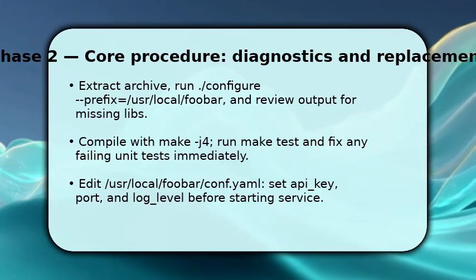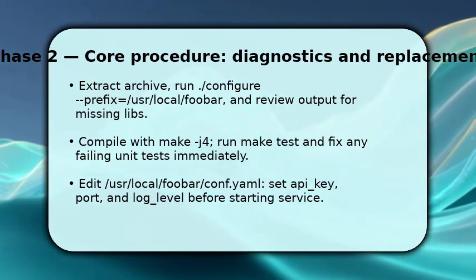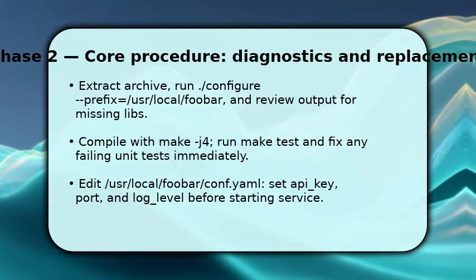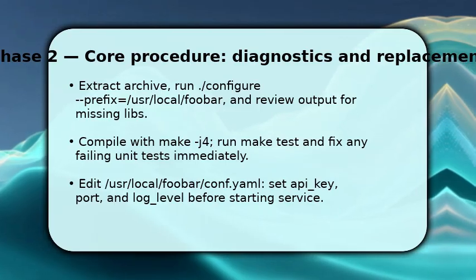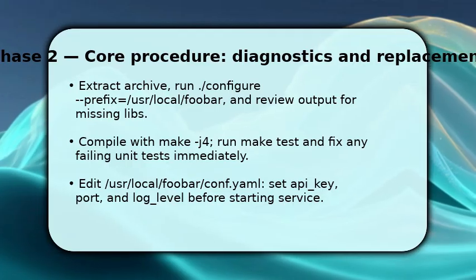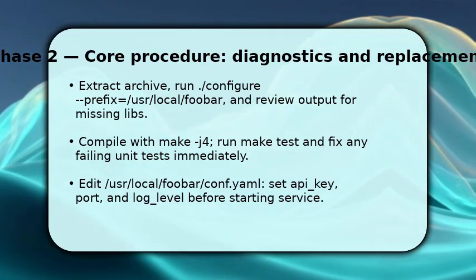Once done extracting, you run ./configure with prefix equals /usr/local/foobar so Foobar installs in a single predictable location. This matters for permissions and future upgrades. If configure reports missing libraries, install them now and rerun configure.